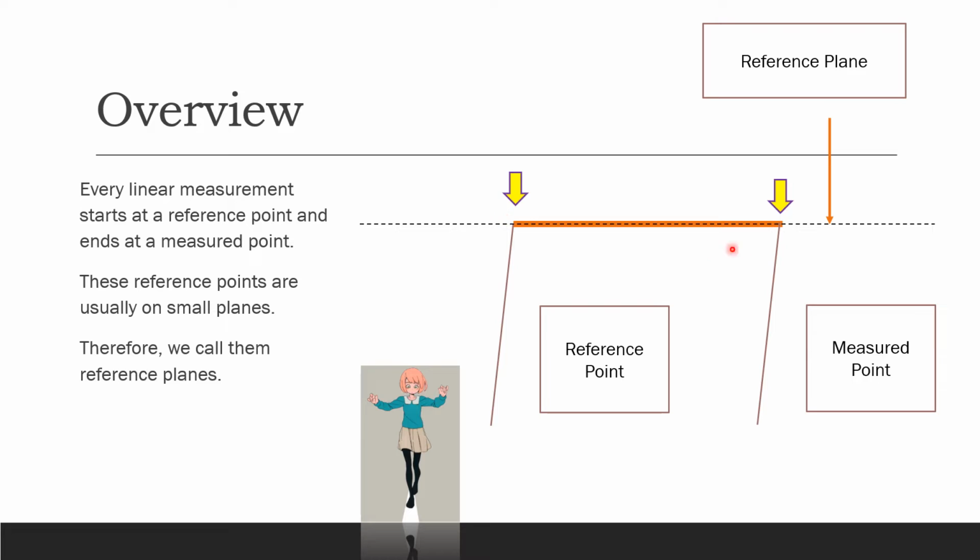So these reference points are usually on a plane. Here the dotted line is your reference plane. We're going to study these planes and how we make them. We also call them surfaces and surface plates, so it's the same thing.